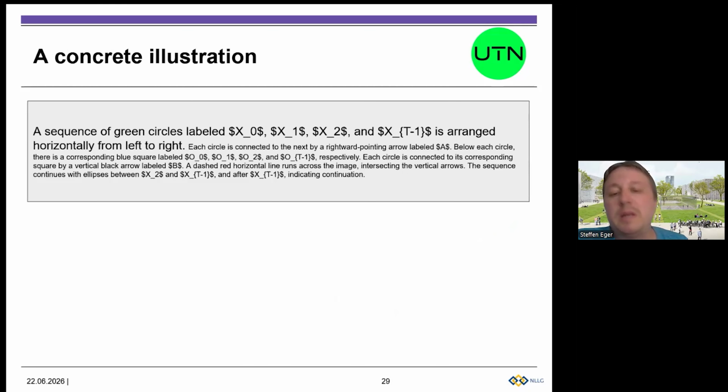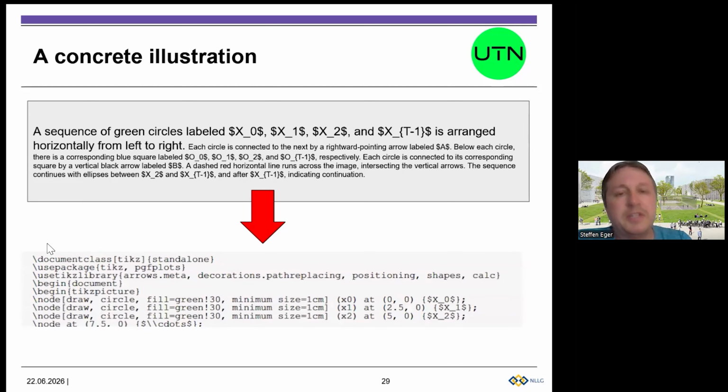Now, let me give you a concrete illustration of how scientific figure generation with AI could look. So imagine we have a textual input that could read, such as, a sequence of green circles labeled x0, x1, x2, and xt minus 1 is arranged horizontally from left to right. And then maybe there's more text that describes the sequence of circles. Now, imagine you have an AI tool that can convert this textual description into TikZ code, for example, or into Python code. So in this case, it's TikZ code.